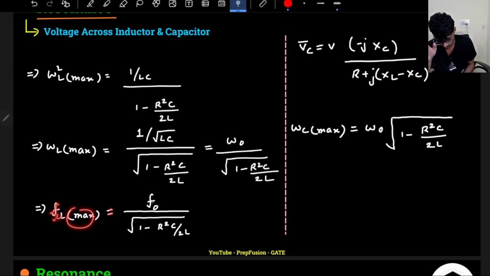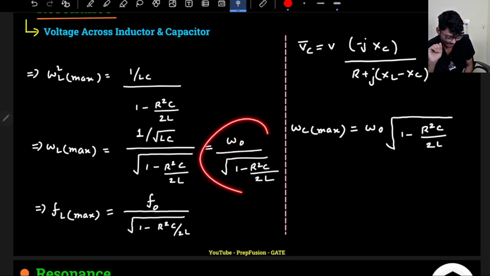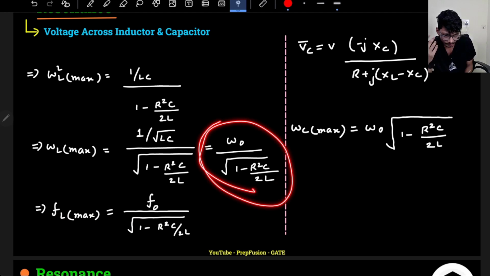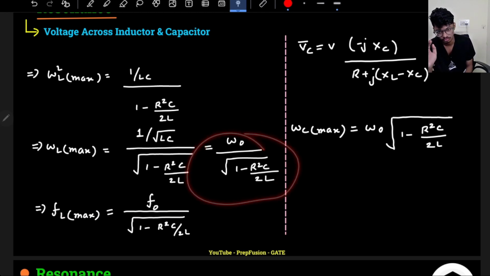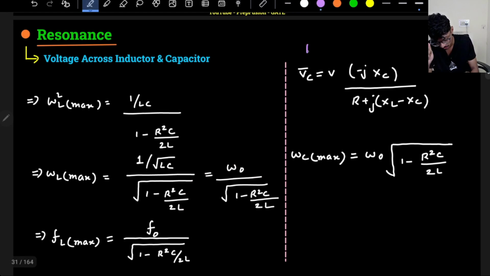F L max is equal to F naught divided by under root 1 minus R square C divided by 2L. That's it. Do you need to remember this? No, but at least you should know a result like this exists, so that in the examination hall when you try to solve this kind of question, you know what to expect. The homework for you is to do the same for the capacitor.